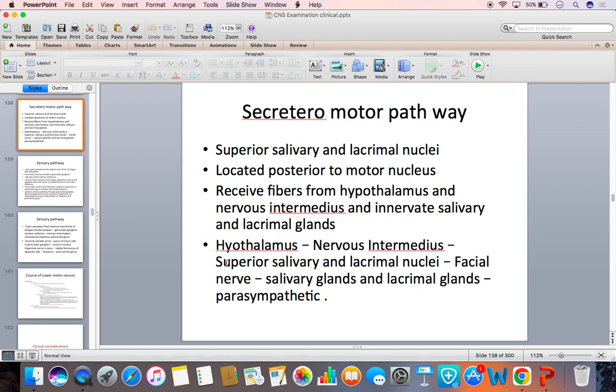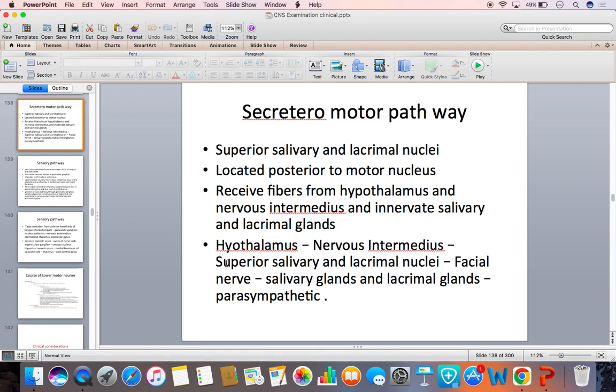That means the centers, the hypothalamus and the nervus intermedius, from the contralateral side supply the structures of the salivary and lacrimal glands on the opposite side of the body. So to put it in another way, the fibers from the salivary glands and the lacrimal glands have their cell bodies in the geniculate ganglia. The fibers from the geniculate ganglion run in the nervus intermedius and ultimately enter the hypothalamus, their center in the cortex. So this is the secretory motor pathway I have already explained.